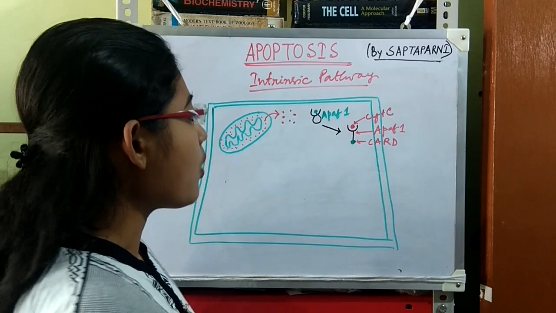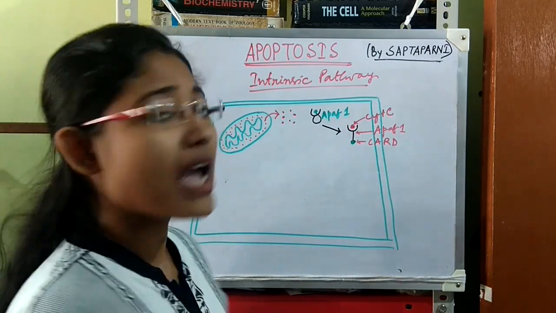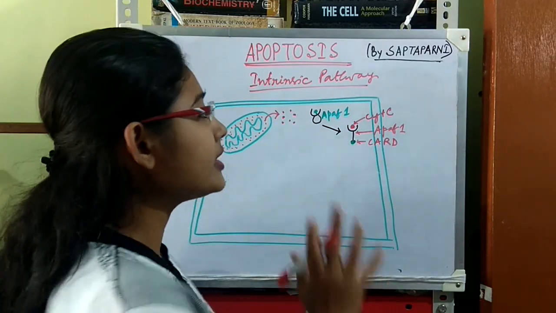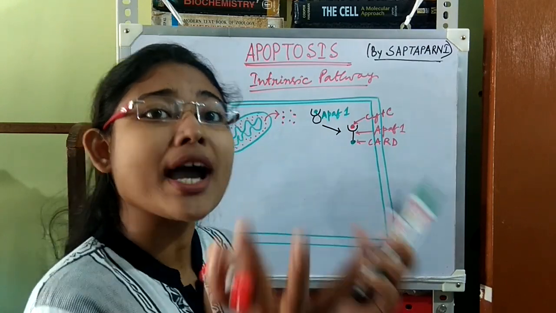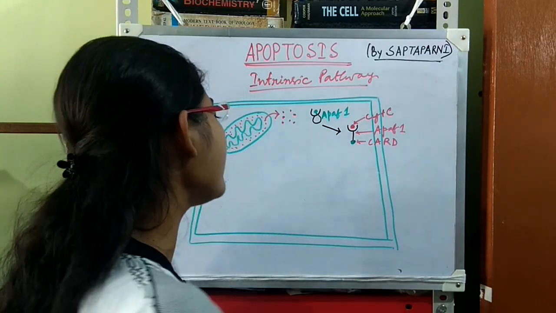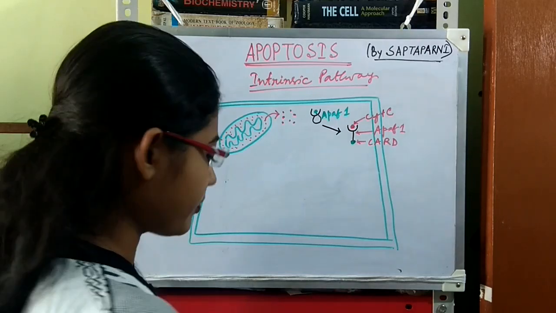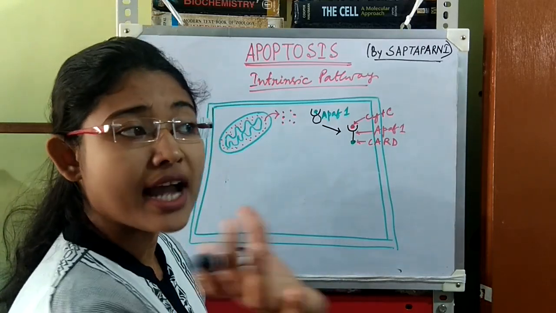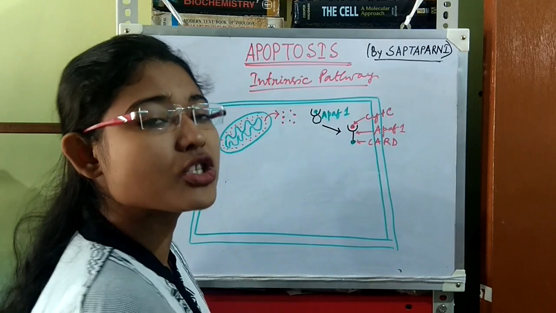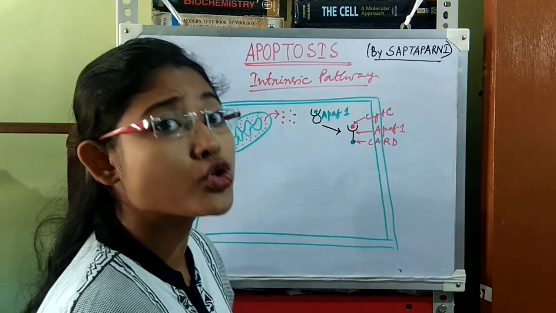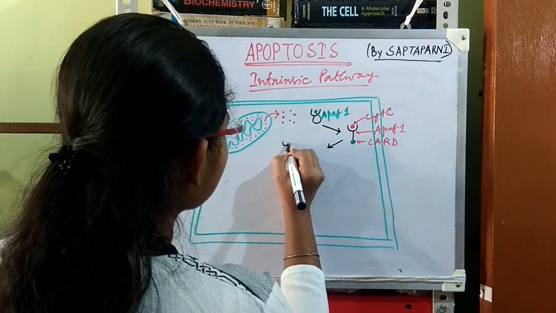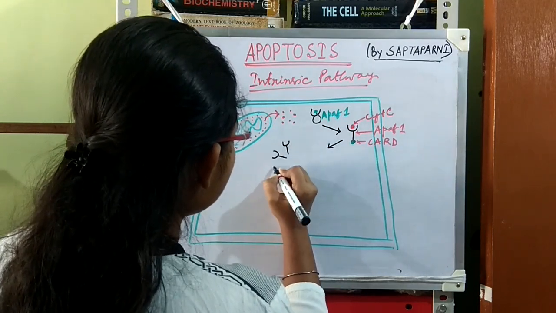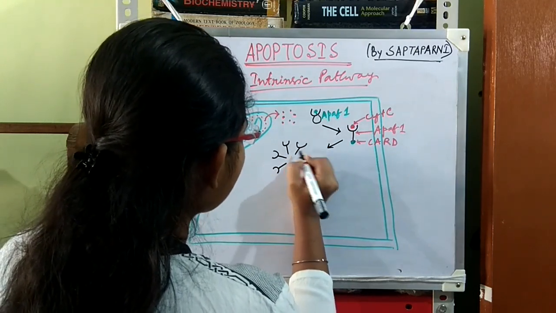In the next step, what happens? Seven APAF1 molecules binding with cytochrome C arrange themselves in a wheel-like arrangement. That heptameric arrangement is known as the apoptosome. So now what happens? Let me draw seven APAF1 here.